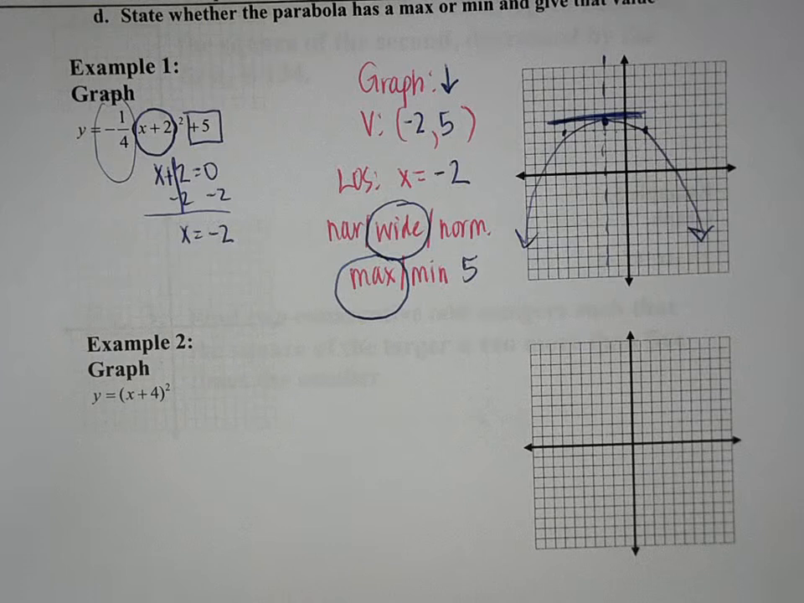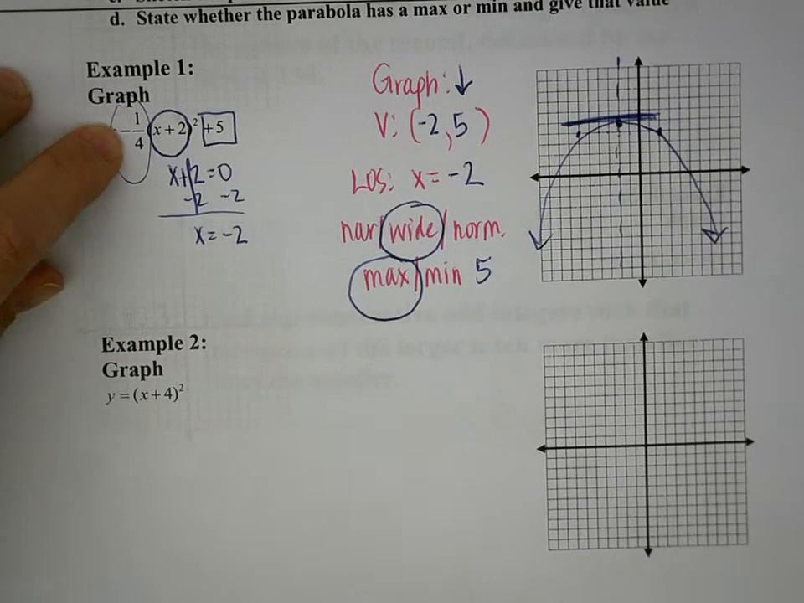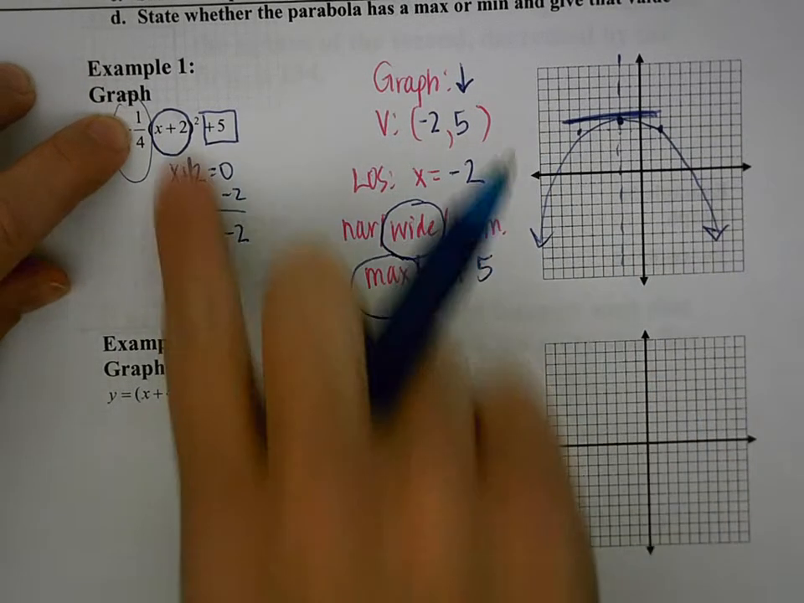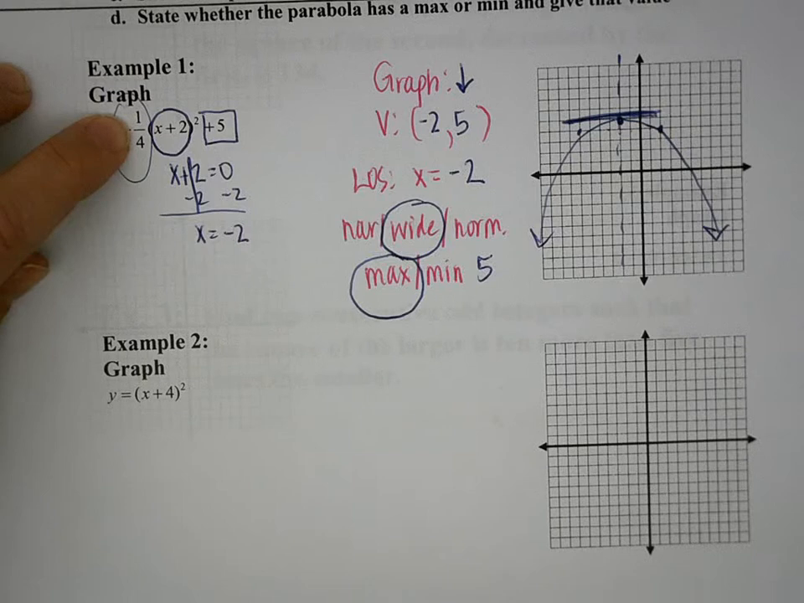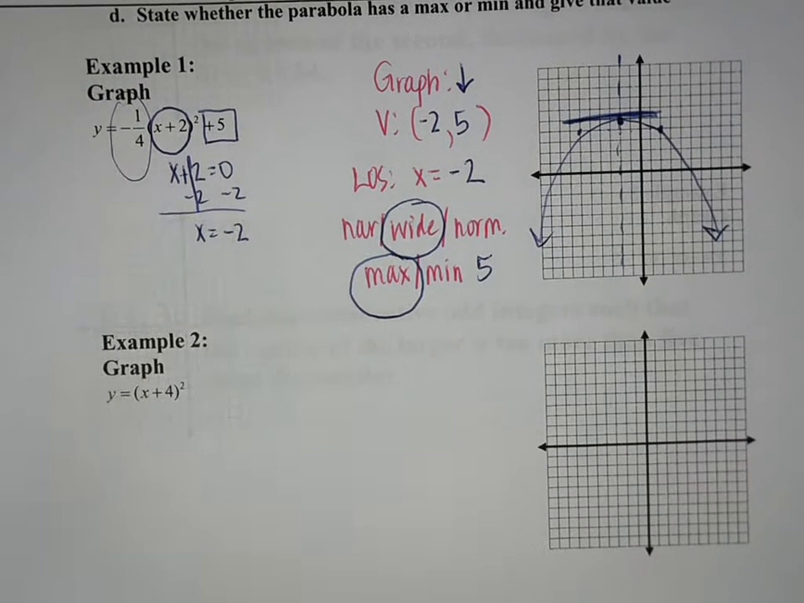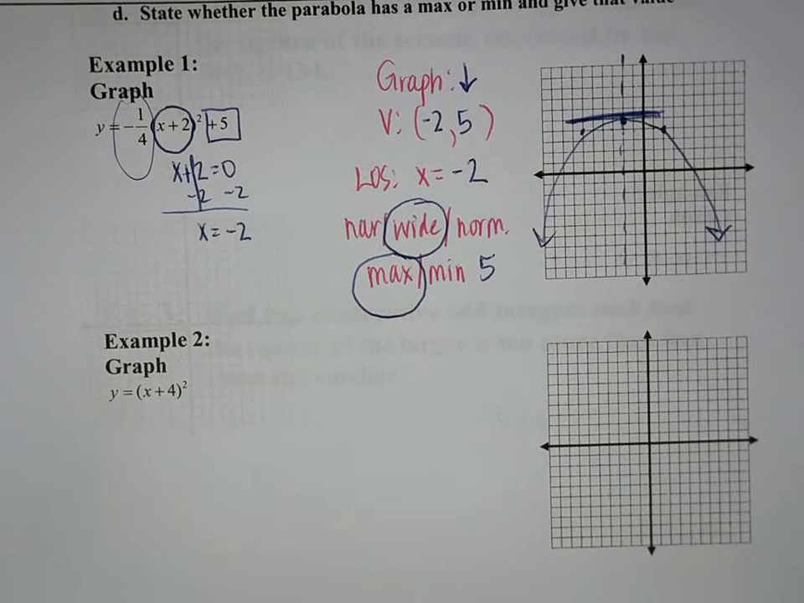Okay, so don't look at negative and positive. Just look at the number itself. The negative positive tells you direction, okay? Your A value. Are we good? Awesome. Okay, example 2.